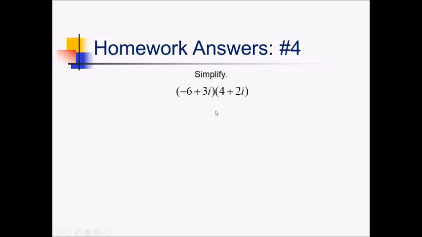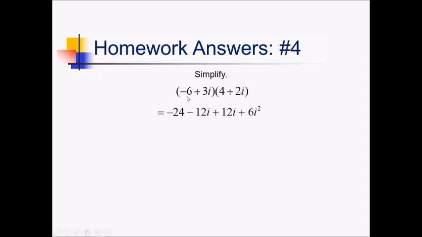To multiply these complex numbers together, we're going to start by FOILing these out, just like we would with x's. So we have negative 6 times 4 is negative 24, and then negative 6 times 2i, that's negative 12i. 3i times 4 is going to give us plus 12i, so that's nice. And then 3i times 2i, that gives us plus 6i squared.